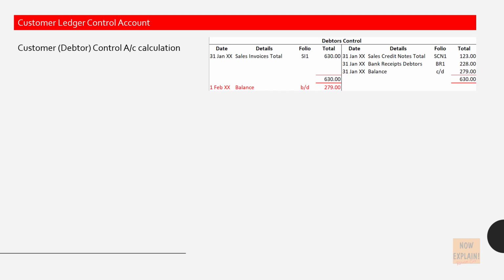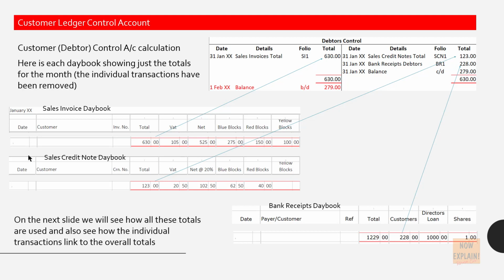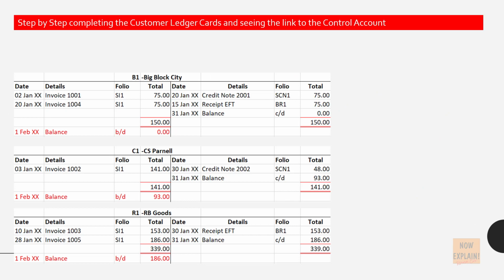Here is a customer control account calculation. Here is each daybook showing just the totals for the month. The individual transactions have been removed. So here's the €630 from the total column of the sales invoice daybook, the €123 from the sales credit note daybook, and the total from the customers column on the bank receipts daybook. On the next slide, we will see how all these totals are used and also see how the individual transactions link to the overall totals.